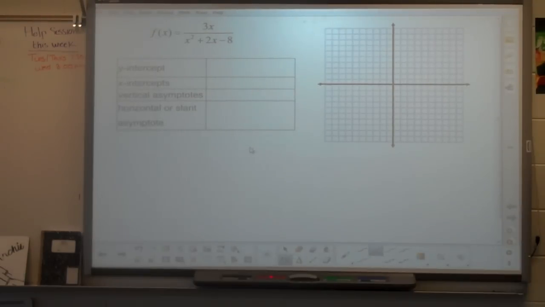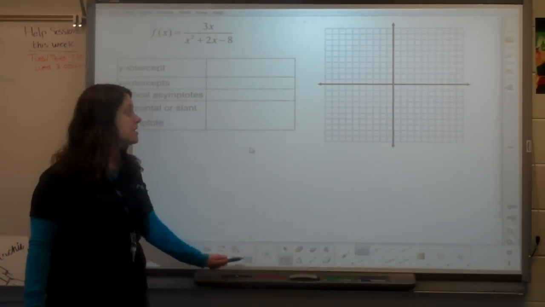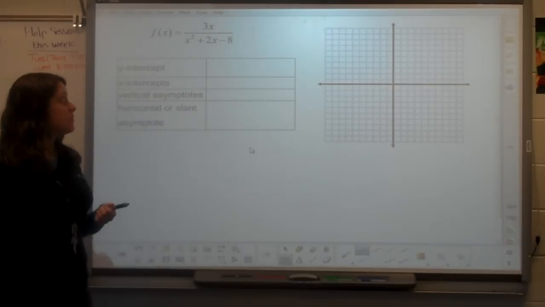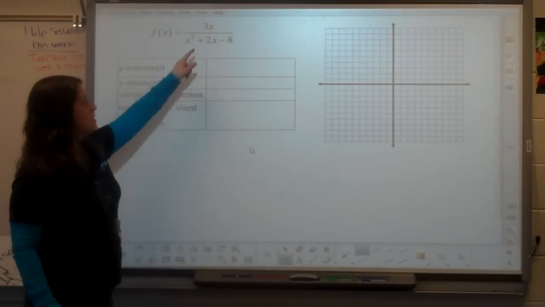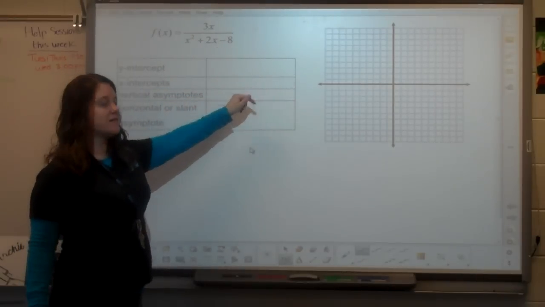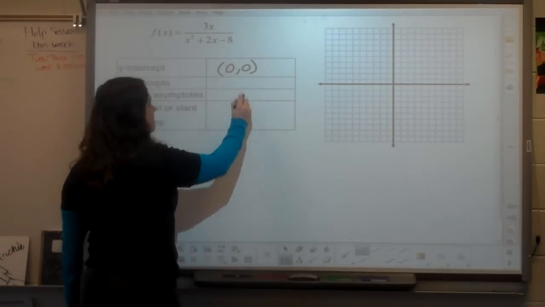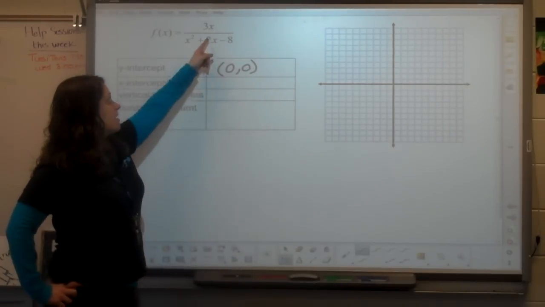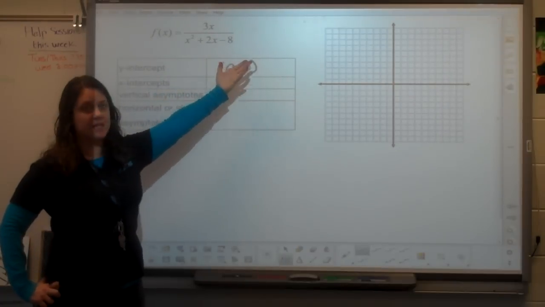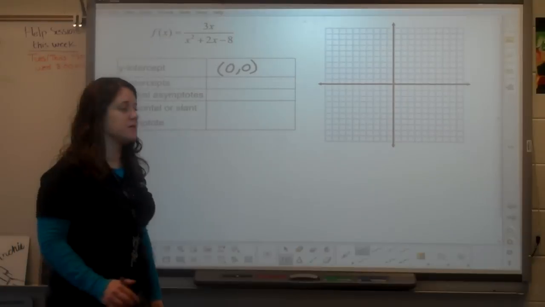Okay, so let's talk about how to graph these. Again, we know the first thing we need to do is find the y-intercept. In order to find the y-intercept, we plug in 0 for x. That's going to leave me with 0 over -8. So my y-intercept is going to be (0, 0), because if I have 0 at the top, then anything 0 over anything except for 0 over 0 is going to be 0. So my y-intercept is (0, 0).